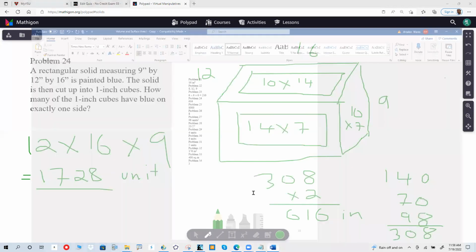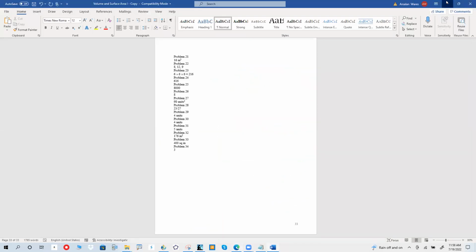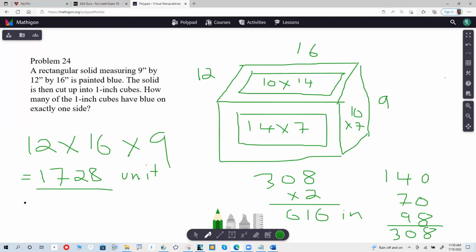Now I'm going to check it once again. I don't know why my answer seems a little off here. I don't know what's going on. This is number 24. 616, that's good. 616 is my answer. I initially found the volume. It's not the volume. It's how many cubes will have one blue face, and you have to do it very carefully.